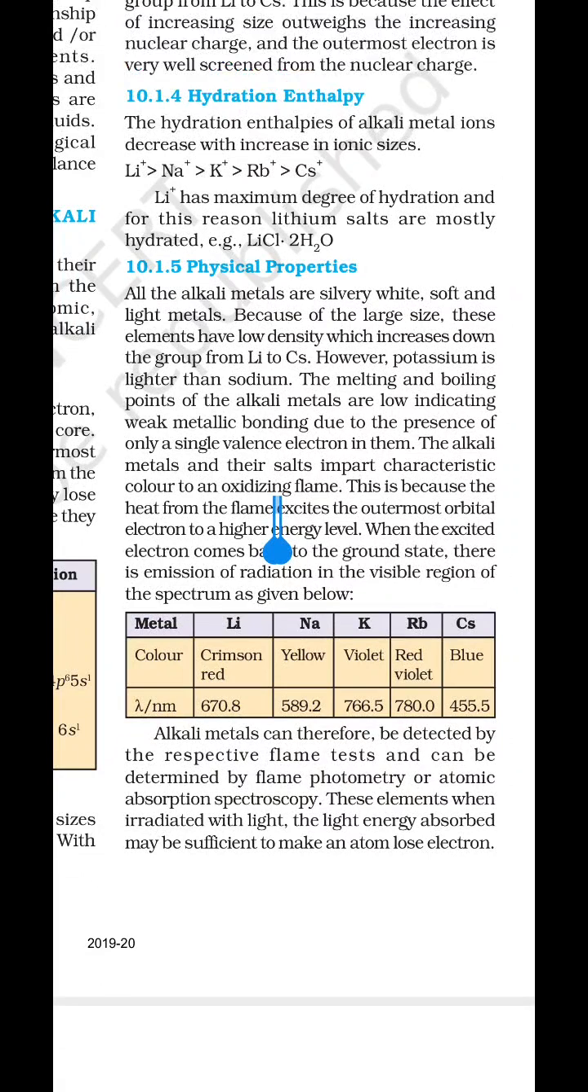See here, as given on your screen: lithium has crimson red color, sodium yellow, potassium violet, rubidium red, and cesium blue. Why do they show these colors when we put these alkali metal salts on a flame? You can do the experiment at home. When you put some salt, that is table salt, on a gas flame, you find a yellow colored flame is released. That is due to the sodium element.